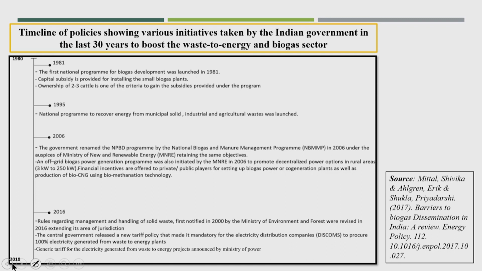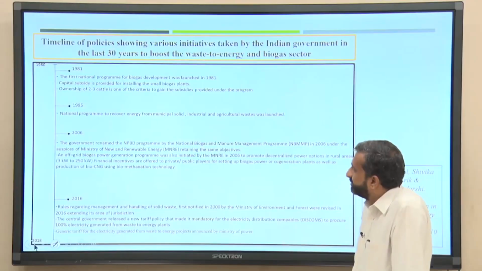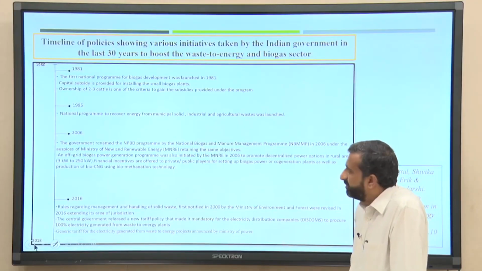Even farmers who had 2 to 3 cattle used to get a 5,000 rupees subsidy. I also saw in some states, I visited a few locations in Nagaland, where the local authority provides 5,000 rupees for construction of a 1 meter cube biogas reactor. So, that was one program that came up.